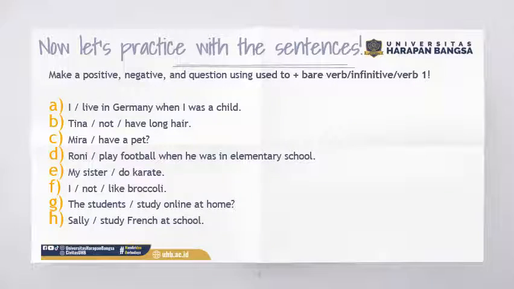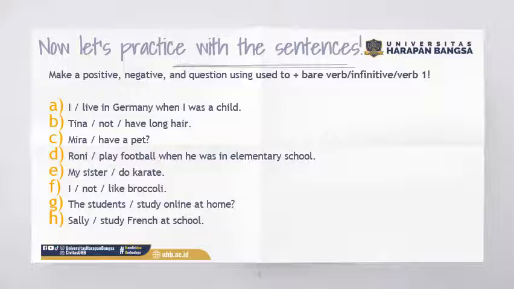Next, let's practice with the sentences. Make a positive, negative, and a question using used to plus bare verb or infinitive or verb 1. I give you one example for positive, negative, and question: A, B, and C. Let's start from A. The subject is I, and then the verb is live. Okay, let's make a positive sentence. It's very easy. I used to live in Germany when I was a child.